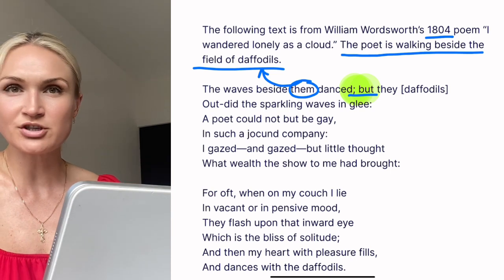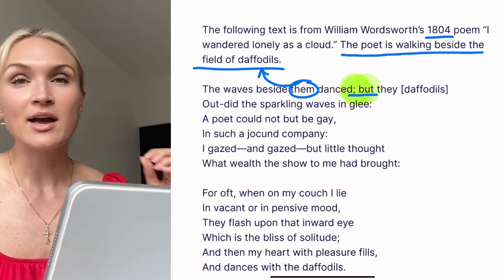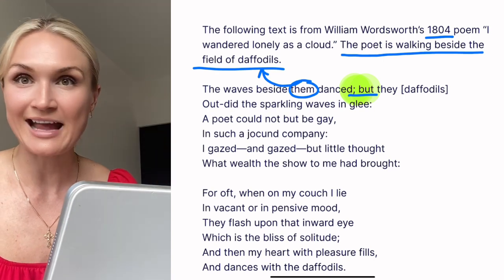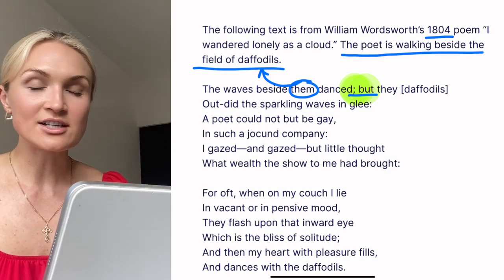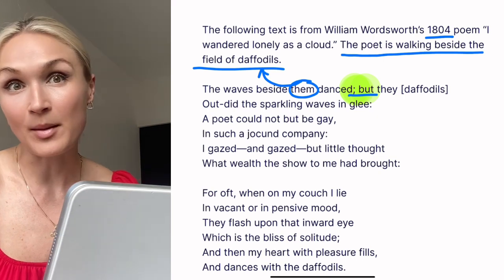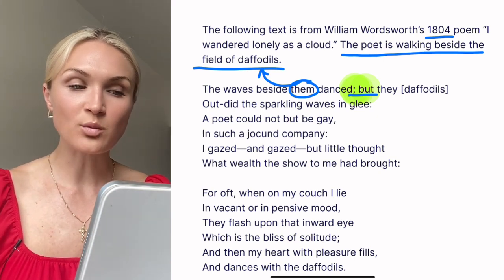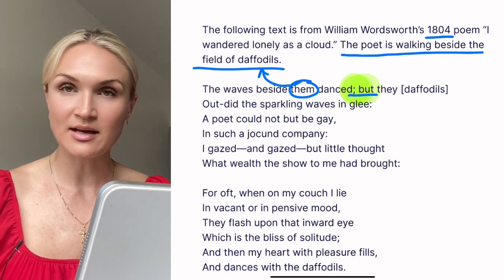If you don't know what the word jocund means, I have a little trick for you. If I don't know what the word means, I identify the part of speech, which in this case is an adjective, and in such some kind of company. I gazed and gazed, but little thought what wealth the show to me had brought.